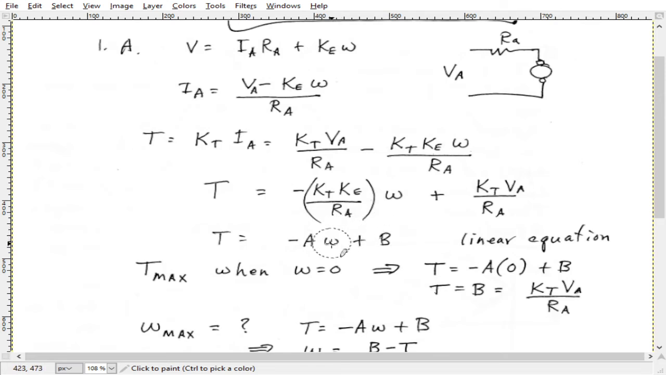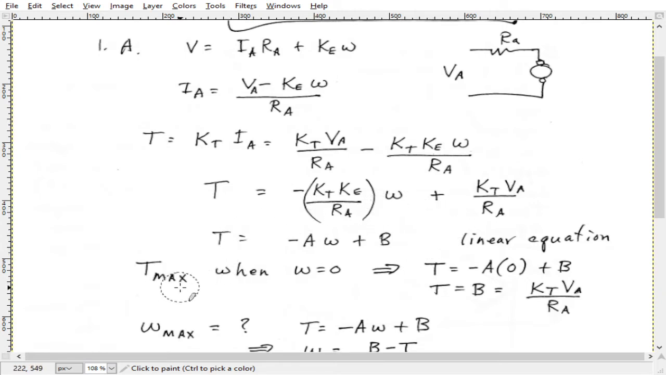So at omega equals 0, it's not rotating, then the torque is equal to B, and so this is the intercept, a positive constant. But as the speed increases, then at a negative slope it goes down.